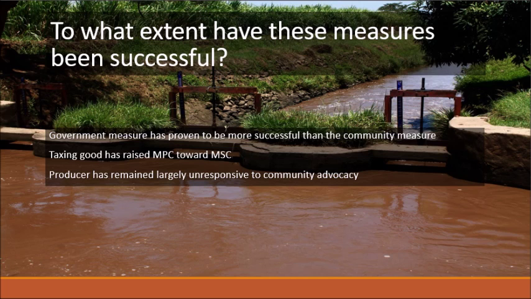The producers have remained largely unresponsive to community calls as they do not have much influence or power. So the community response of advocating for recompensation has proven very unsuccessful, and the only real level of success has been in the form of government taxation. However, despite this, the market is still not in full allocative efficiency, so the market failure still exists.